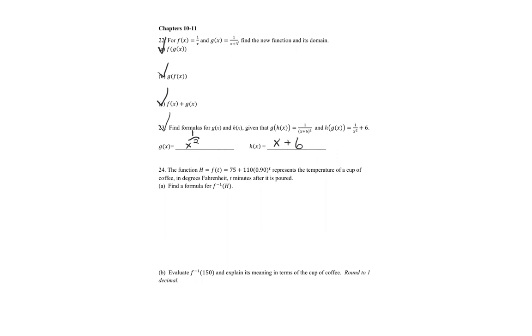Okay, so number 24 says, this function represents the temperature of a cup of coffee in degrees Fahrenheit after t minutes after it's poured. So we want to find a formula for the inverse function, meaning this is a function of time that you plug in time and you get back the temperature. But we want a function that you plug in the temperature and you get back the time. So I'm going to start writing over here. So I'm just going to write out the function first.